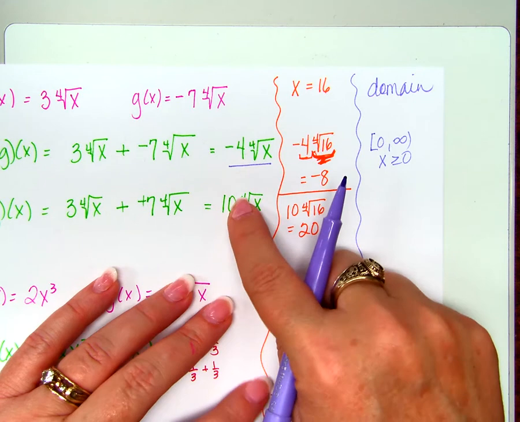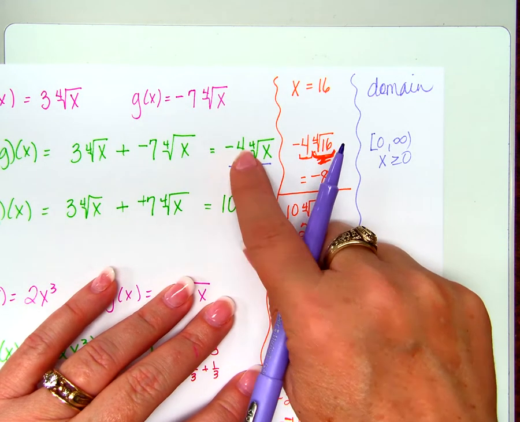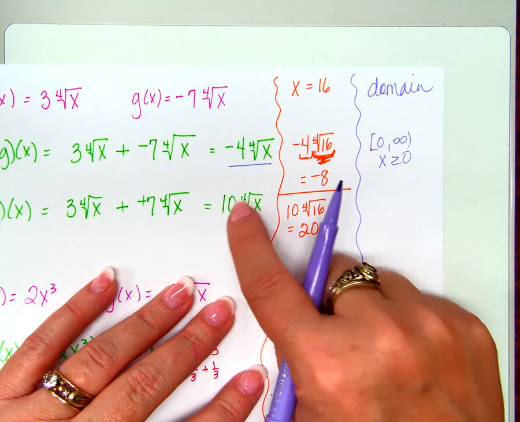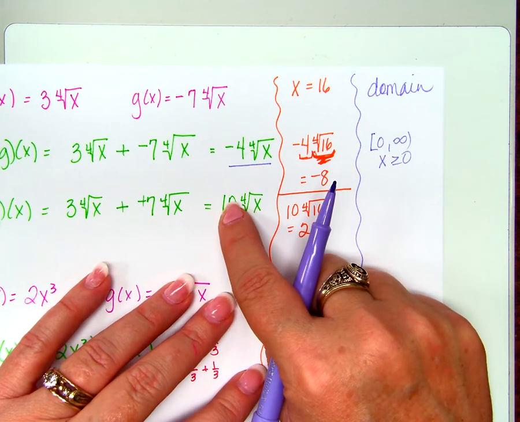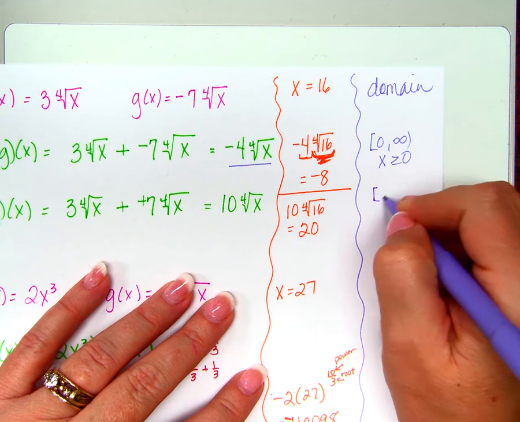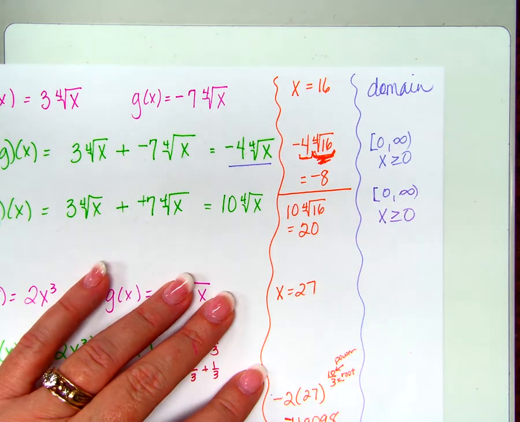Only the number in front, and all that's doing is stretching it, right? Now this negative reflected it, but that didn't change the domain. This just stretched it more than this one, but did it affect its domain? No, a stretch does not affect the domain. So it just goes from 0 to infinity, or x is greater than or equal to 0.